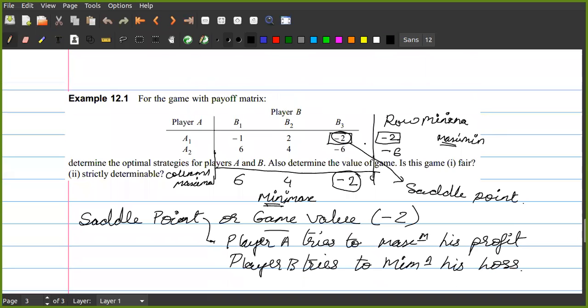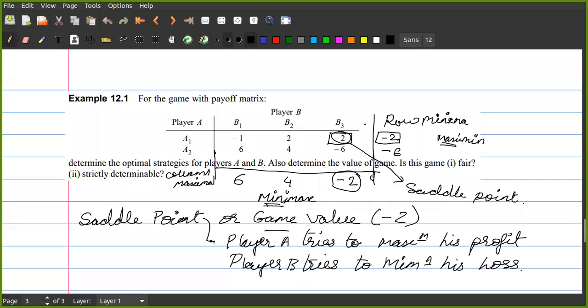So here, this was the question that was given to us. In this, we had two players, player A and player B. There are three strategies for player B, that is B1, B2, B3, and two strategies for player A, that is A1 and A2. So we had to determine the optimal strategy for player A and B, also determining the value of the game. Is the game fair? Is it strictly determinable? In this, the payoff matrix is such that A is assumed to be the gainer and B is assumed to be the loser.